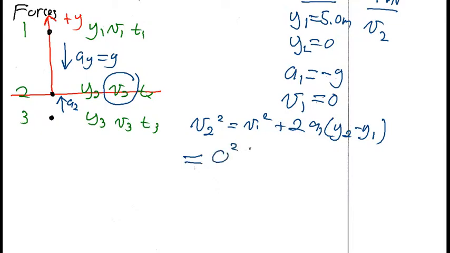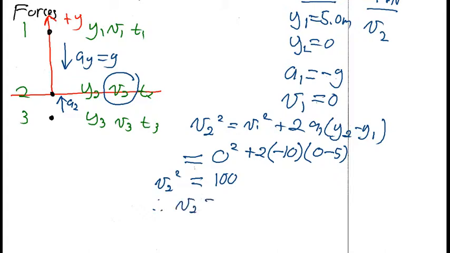Alright, so we can go ahead and plug in the numbers. v1 is equal to 0, plus 2 times acceleration in the y direction, I'm going to write down as minus 10 g, times y2, which is 0, minus y1, which was 5. So we have 0 plus 2 times 10 times 5, 20 times 5 is 100. The minus signs cancel out. So v2 squared equals 100, and therefore v2 equals plus or minus 10 meters per second. And we need to take the minus answer because the velocity is down, and that is negative in the coordinate system that we picked. So now we know the velocity of the person when they hit the ground, and now we can move on to the second part of the problem and find out the acceleration.